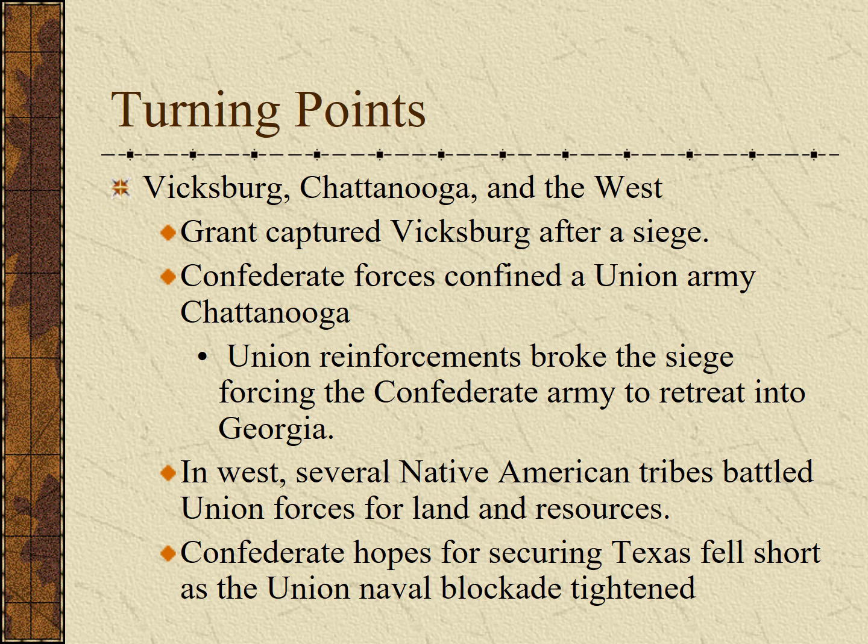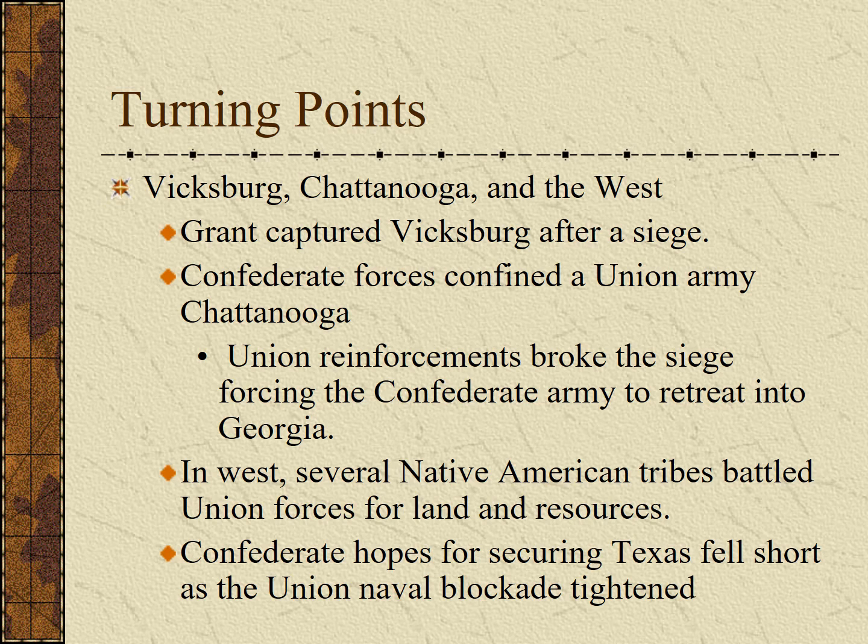All right, so some turning points. Vicksburg, which remember is captured by the Union after a siege. That is a major port town on the Mississippi River. So again, the idea is to cut off supplies coming in from the South. Also, Confederate forces were able to confine the Union Army at Chattanooga. However, Union reinforcements were able to break the siege, forcing the Confederate Army to retreat into Georgia.